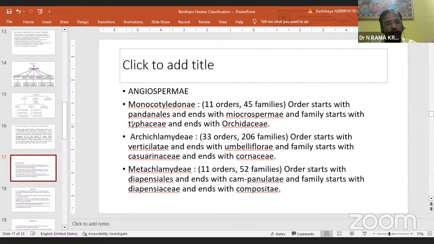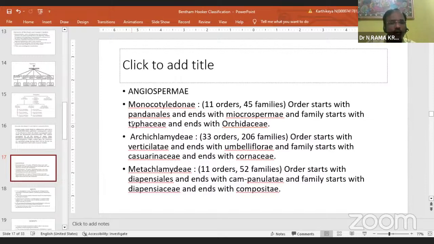The 13th one is Embryophyta or Siphonogamy. This division means the 13th division is divided into two subdivisions. One is Gymnospermae, and the second one is Angiospermae.